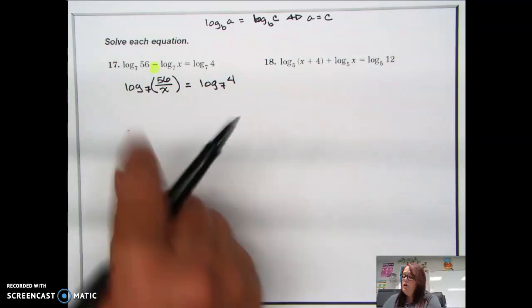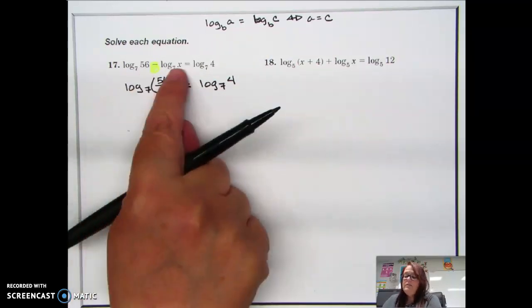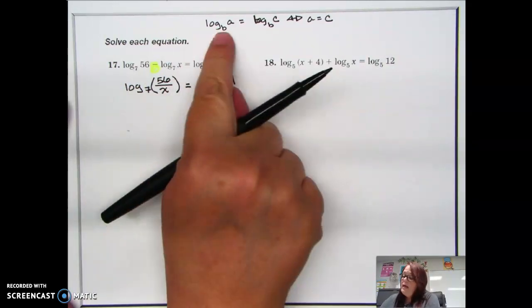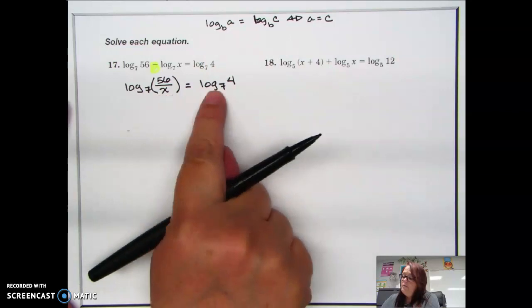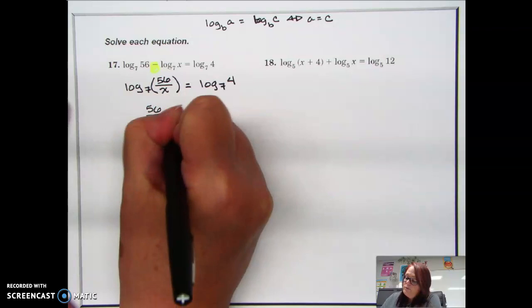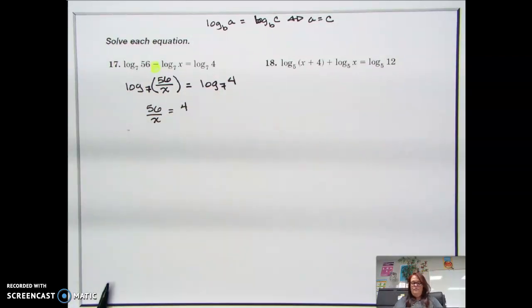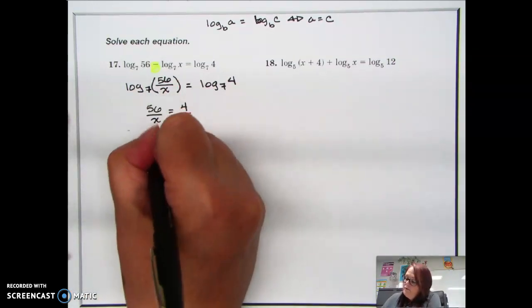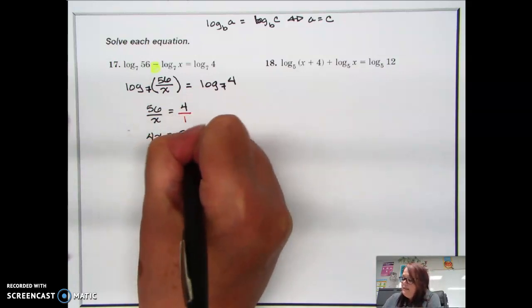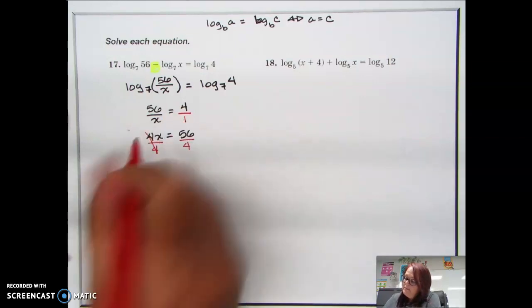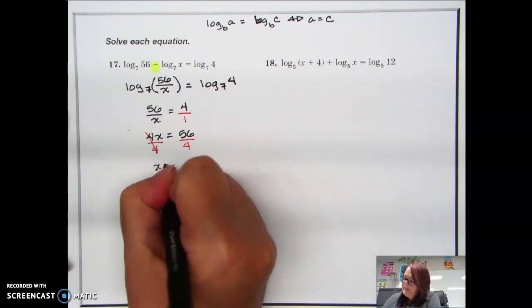So again, when I'm dividing my numbers, it's the same as subtracting my exponents, and logarithms are just exponents. So now that I have a log equal to a log with the same base, I can say that 56 over x is equal to 4. So now take a minute to pause the video and see if you can solve it from there. So if I put this over 1, we're saying 4 times x is equal to 56. And if I divide both sides by 4 and plug that into my calculator, I should get that x is equal to 14.